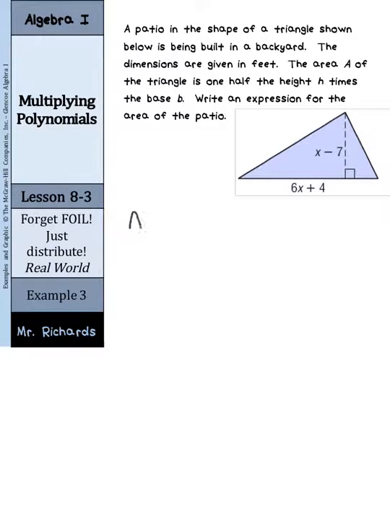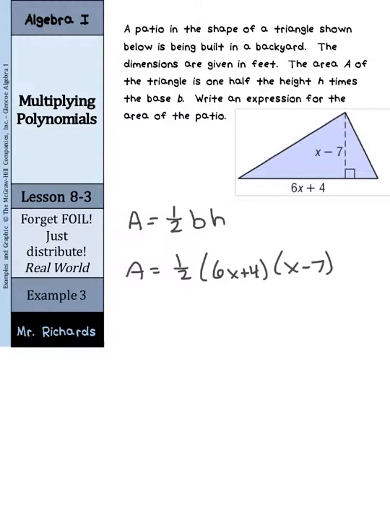So area is going to equal 1/2 base times height. So area is going to be 1/2 times my base of 6x plus 4 times the height of x minus 7. Now, before distributing this, I'm just looking at this problem and thinking, I can distribute this 1/2 to the 6x and the 4 and still get pretty nice integers. So let's do that now. Let's take the 1/2 and distribute to the 6x and the 4.